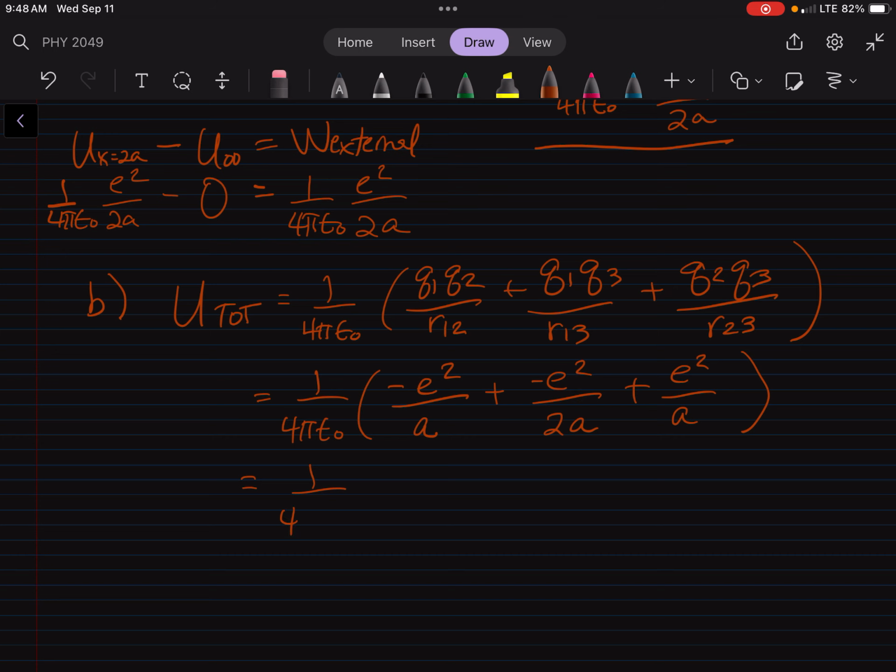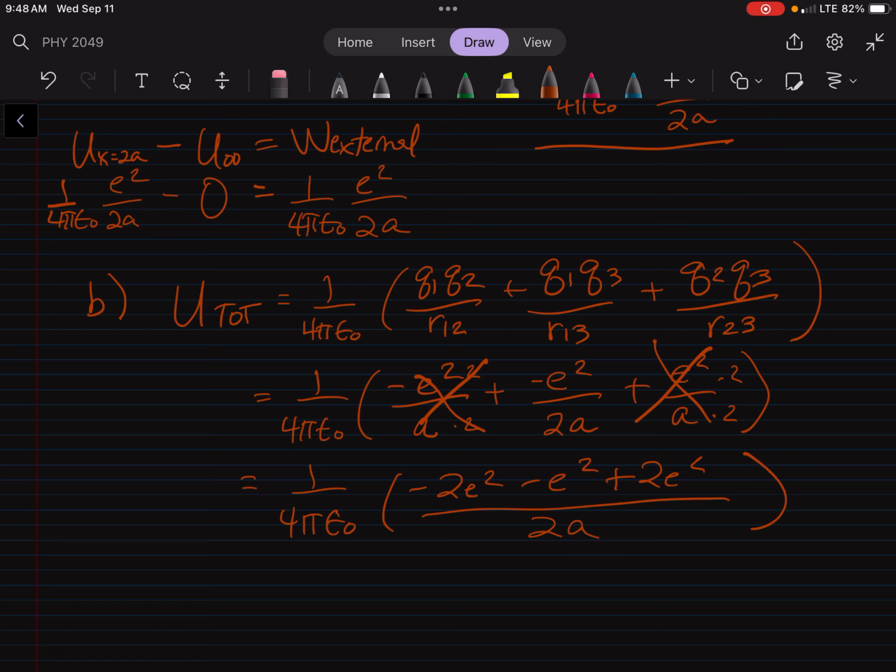So we'll have a little bit of cleanup here to do. Let's multiply this guy by 2 over 2, multiply this guy by 2 over 2. And we'll get negative 2e squared minus e squared plus 2e squared, over 2a. Well, I guess I didn't need to do that, did I? I could have just seen that these cancel, but oh well, we're going to practice our common denominator techniques. So that just leaves us with negative e squared over 2a. Okay, so that's the total energy of the system.